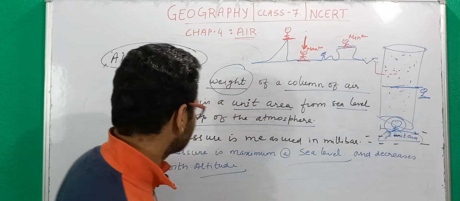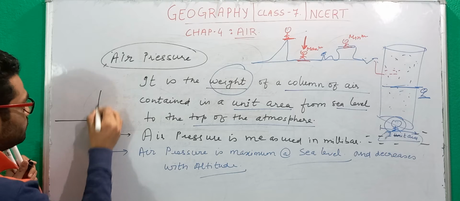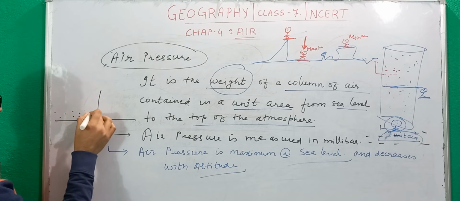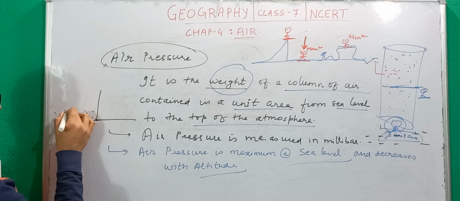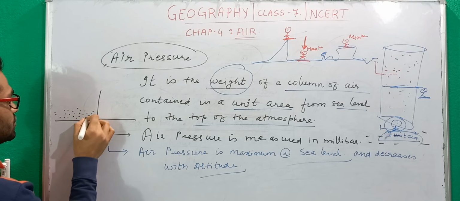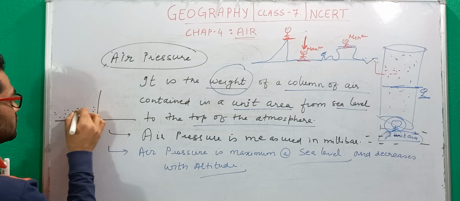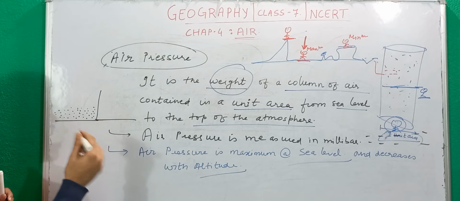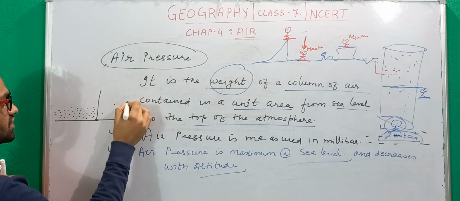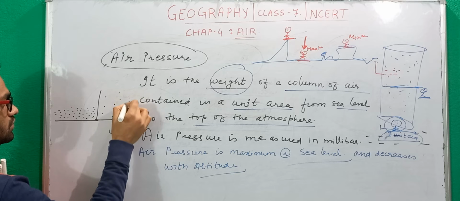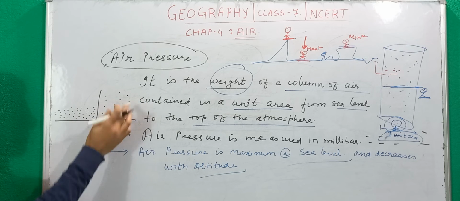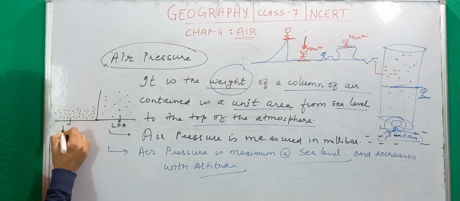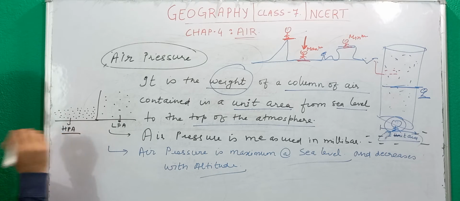For example, suppose we have two places. Here we have a larger concentration of air because this is cool air, this is colder air. But at this place we have a warm surface, so we have less concentration of air. So this is the low pressure area, and this will be the high pressure area, as simple as that.